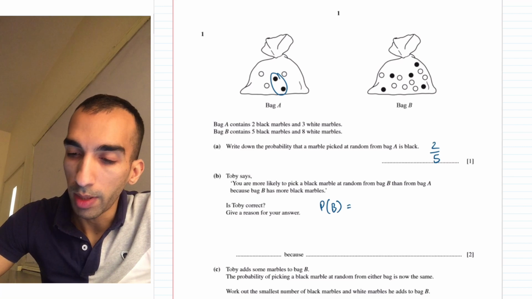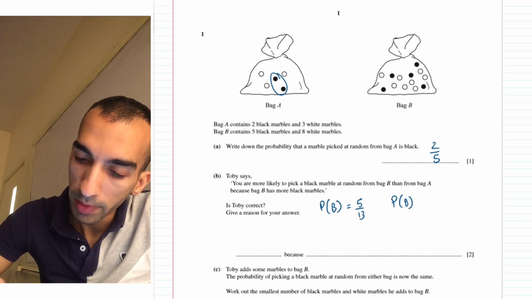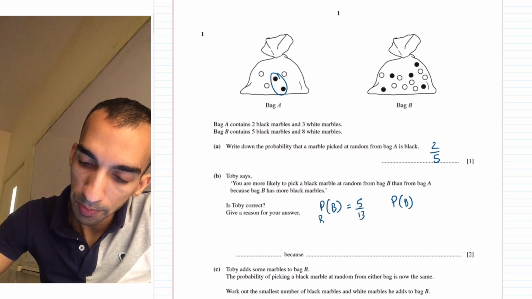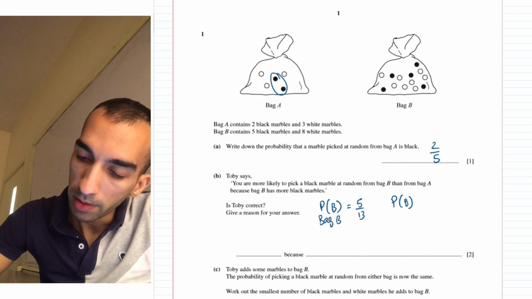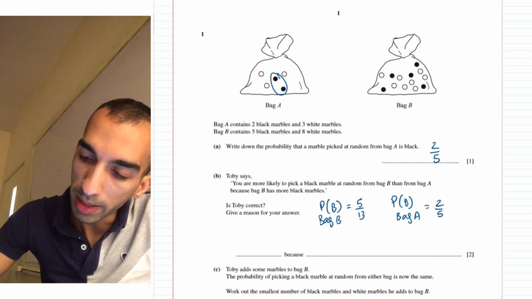B over here stands for black. So that's 5 by 13. What is the probability of selecting a black marble from bag A? I should note that down somewhere over here. This is bag B. This is bag A. We already have the probability as 2 by 5.